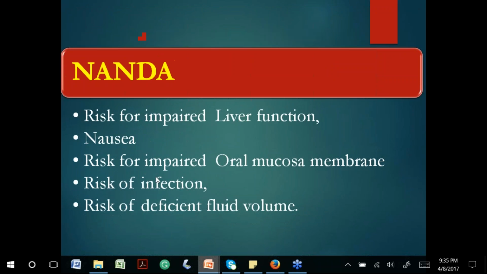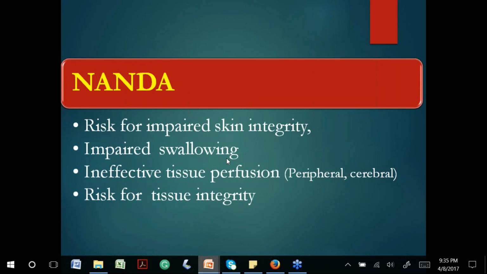Okay, so let's keep going here. We have nausea, another straight diagnosis, similar to the side effect of the medication. Risk for impaired liver function, that is what we call hepatotoxicity, right?